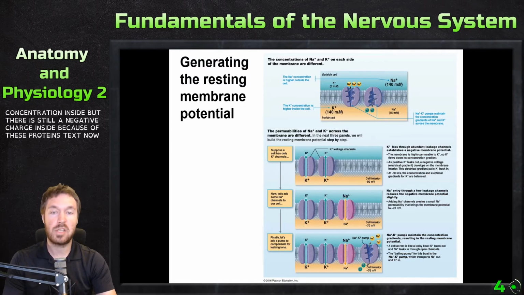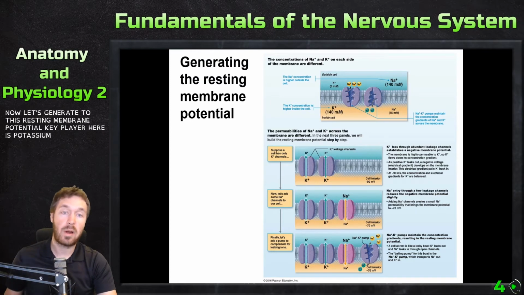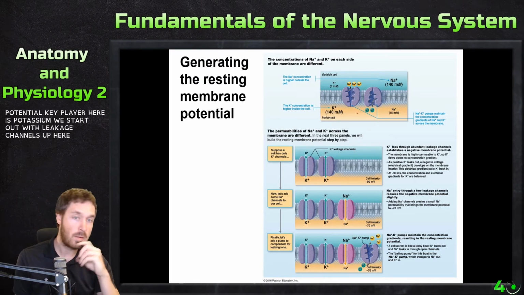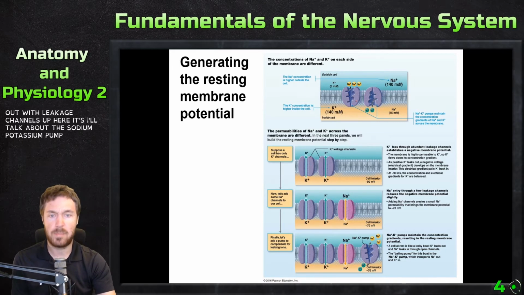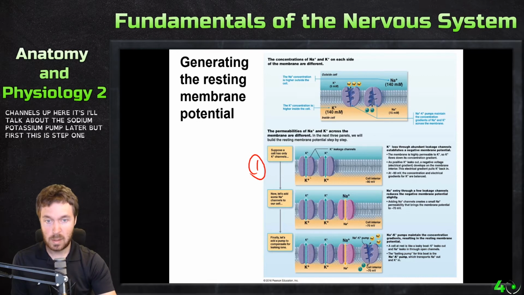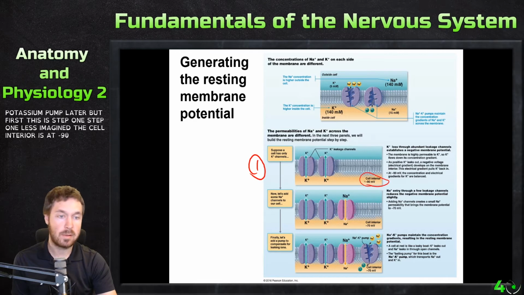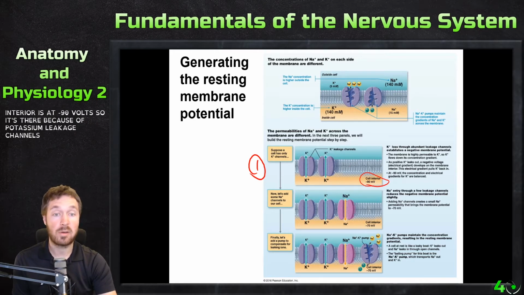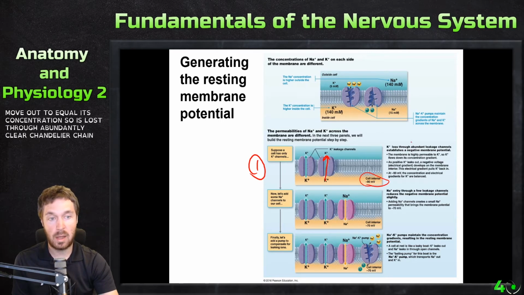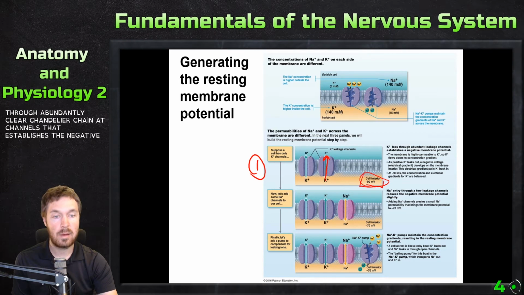Okay, so now let's generate this resting membrane potential. Key player here is potassium. We start out with leakage channels up here. I'll talk about the sodium-potassium pump later, but first, this is step one. Step one, let's imagine the cell interior is at minus 90 millivolts. It's there because of potassium leakage channels. These are always open. There's a couple of them. And remember, if potassium is in here, and this is minus 90 millivolts, it wants to move out to equal its concentration. So it's lost through abundant leakage channels, and that establishes the negative membrane potential.